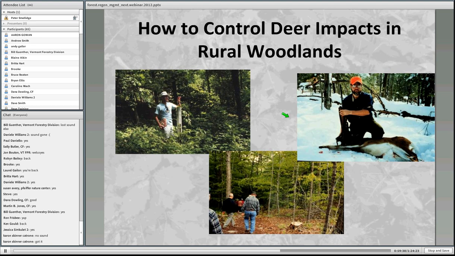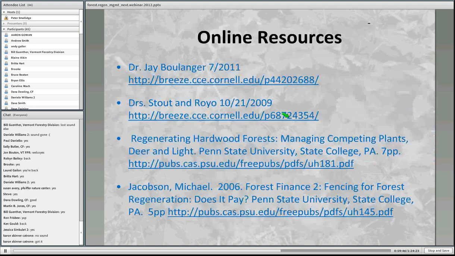There are several resources that are available. Last fall, Dr. J. So there's a lot about deer hunting and deer management relative to hardwood regeneration. So those are the biggies.